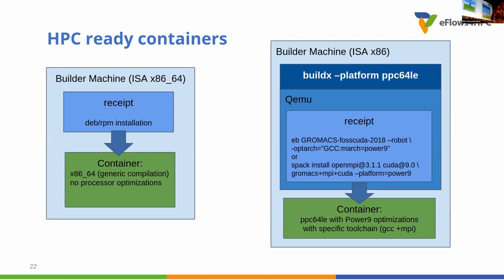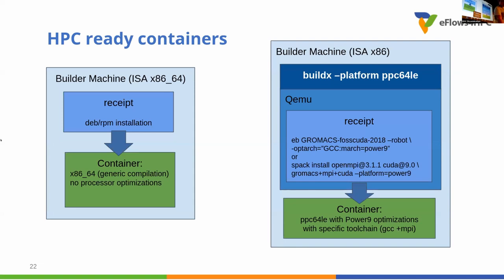So when you try to run this container image on a machine that is Intel, it will run because they are in the same family and they have the same instruction set, but they are not going to execute the specific instructions that this processor has for optimizing the execution. For instance, the AVX Intel vector or SIMD instructions, or these kinds of things.